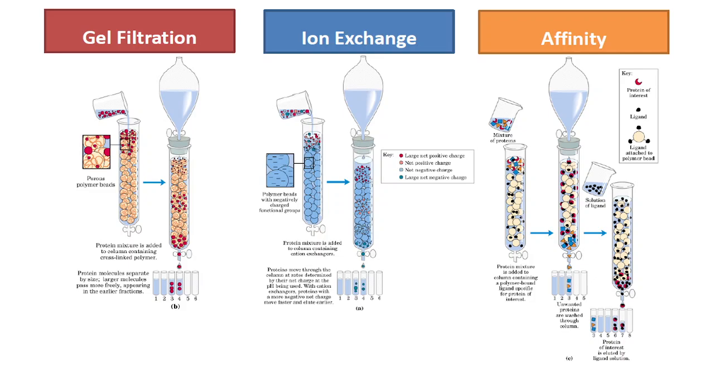In short, gel filtration is how you separate proteins based on their size. So protein molecules separate by size. Larger molecules pass more freely, appearing in the earlier fractions. They elute faster than the small molecules because there are certain pores.